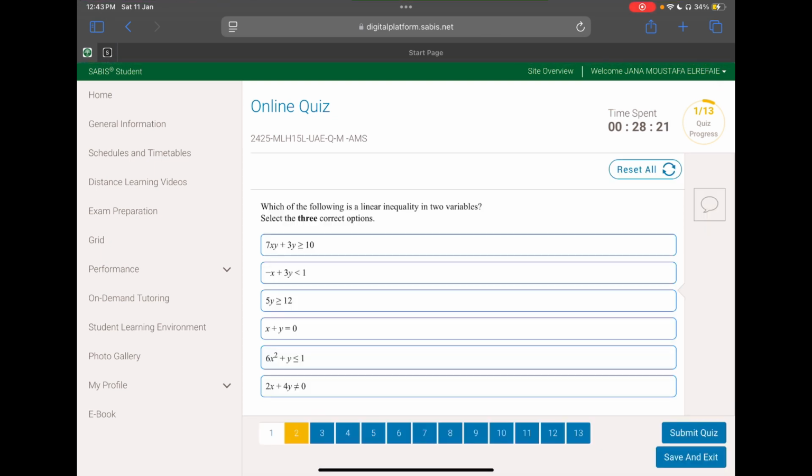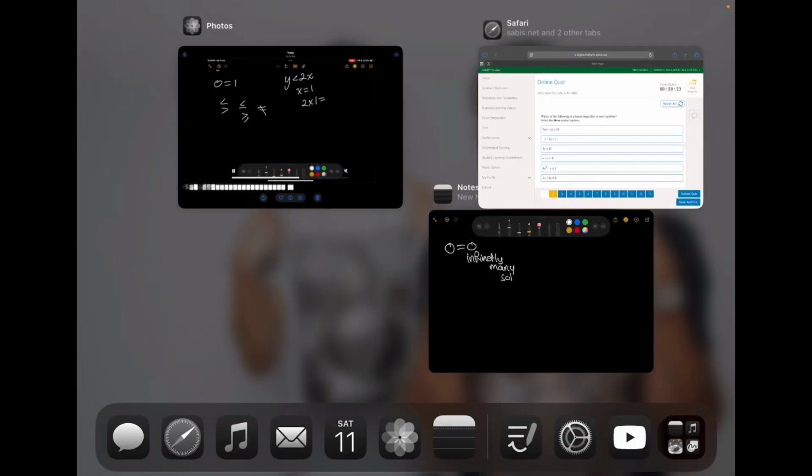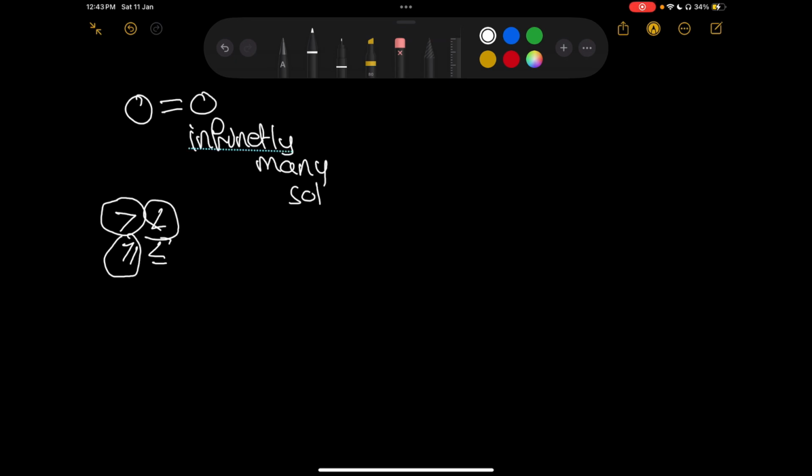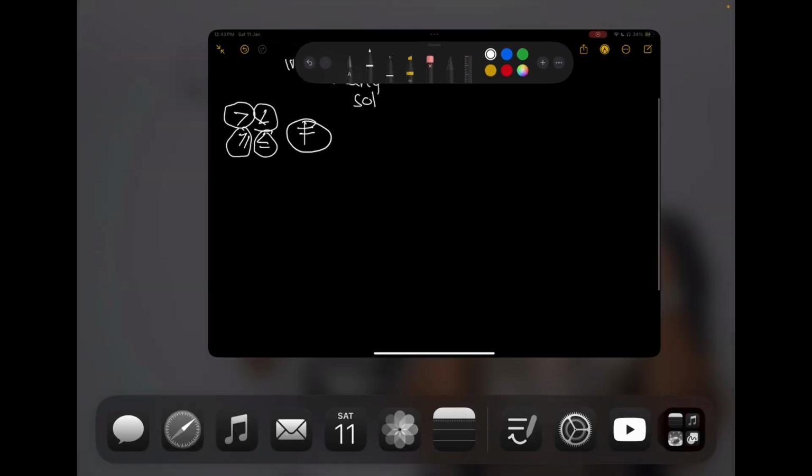Which of the following is a linear inequality in two variables? What is a linear inequality? A linear inequality is when we have these signs. Do you guys know what these signs are? So this one is greater than, this one's less than. This one is greater than or equal to, and this one's less than or equal to. Some cases we can use not equal to. Okay, so let's go back here.